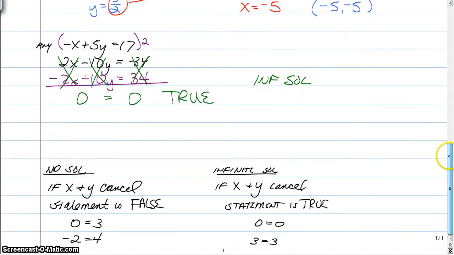And here's a little note for you. If everything cancels and you have a true statement, it is going to be infinite solutions. But if x and y cancel and you're left with a false statement, so say you have 0 equals 3 or negative 2 equals 4, then you're going to have a false statement, and that answer is no solution.